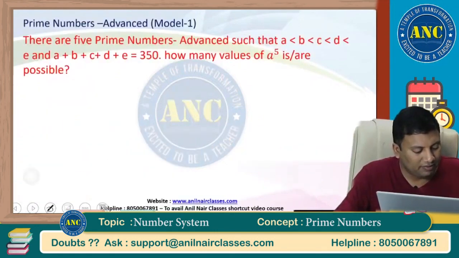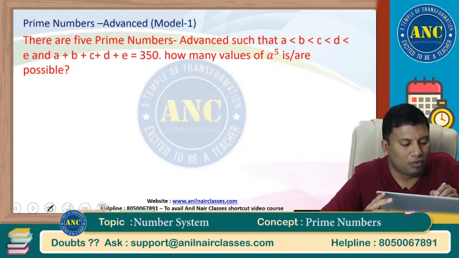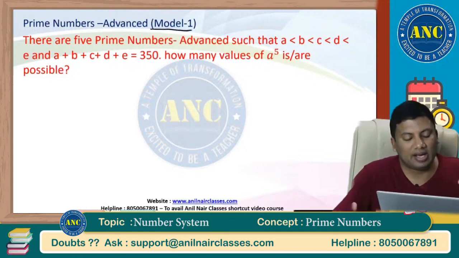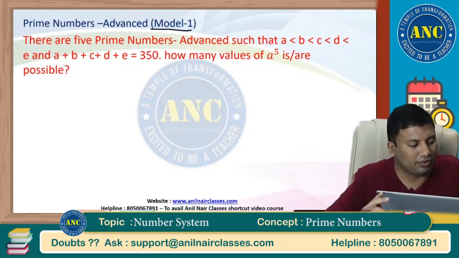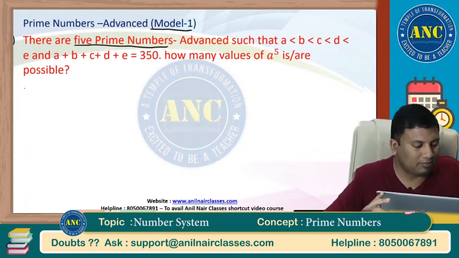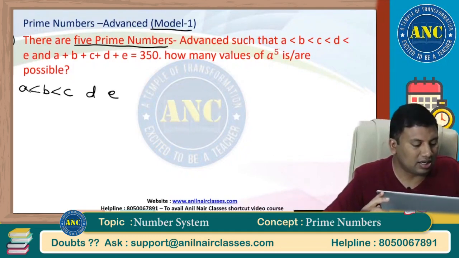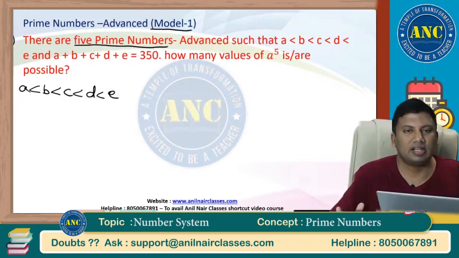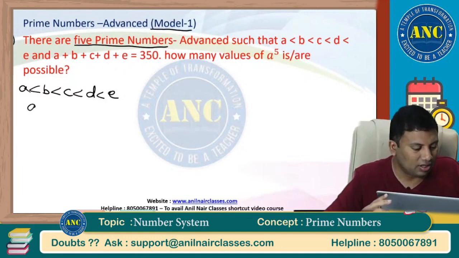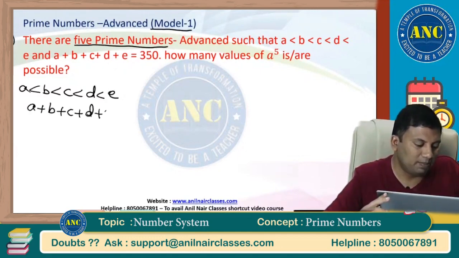First problem, previous year examination question, model number 1. We will cover it as per model, so it will be clear to you. There are 5 prime numbers A, B, C, D and E. The condition is A less than B less than C less than D less than E. 5 distinct prime numbers are given. Now, he is saying A plus B plus C plus D plus E equals 350.